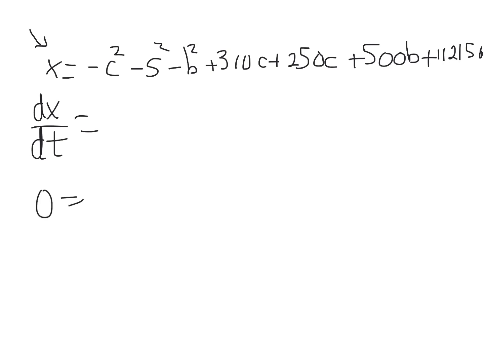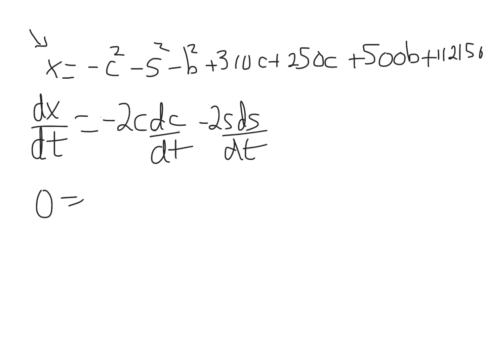And so you found the derivative in part A. I'm hoping that you did -2c dc/dt. This is what you sent me. You did this part, right? Minus 2s ds/dt, and that's just going to come out because it's constant, and then minus 2b db/dt.